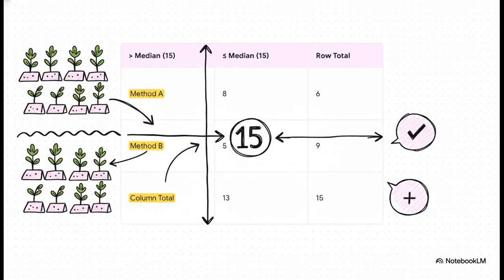And this table right here, this is the heart of the test. It's so simple. All we've done is go back to our original groups and ask for each data point, is it bigger than 15 or is it 15 or less? For method A, we had 8 above and 6 below. For method B, 5 above and 9 below. Now, they look a little different, but is that difference big enough to matter, or could it just be random noise?